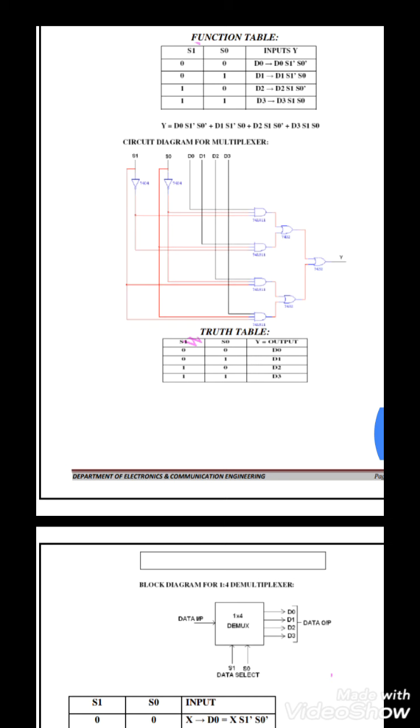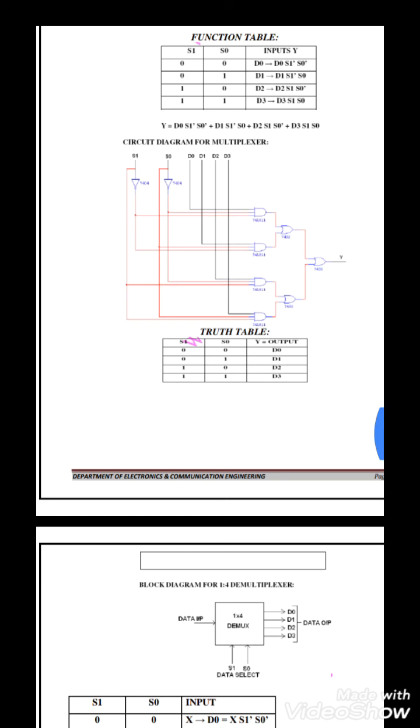Selection lines both are 0. And then the output gets D1 when S1 is 0 and S0 is 1. For that time you get the output D1. So the output depends only on the D1 input. And then the D2 output depends only on when we apply S1 equal to 1 and S0 equal to 0. For that time the output depends on the D2 input.